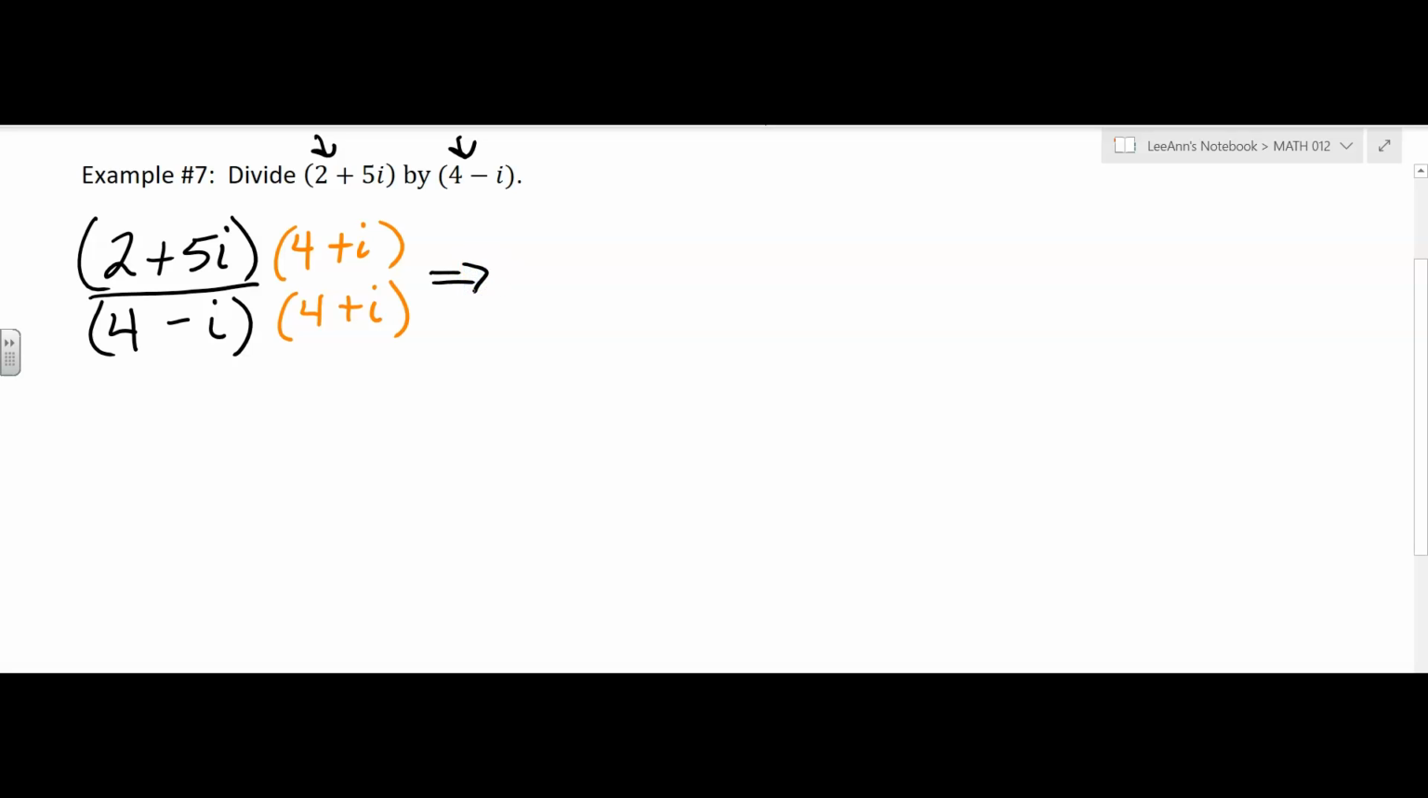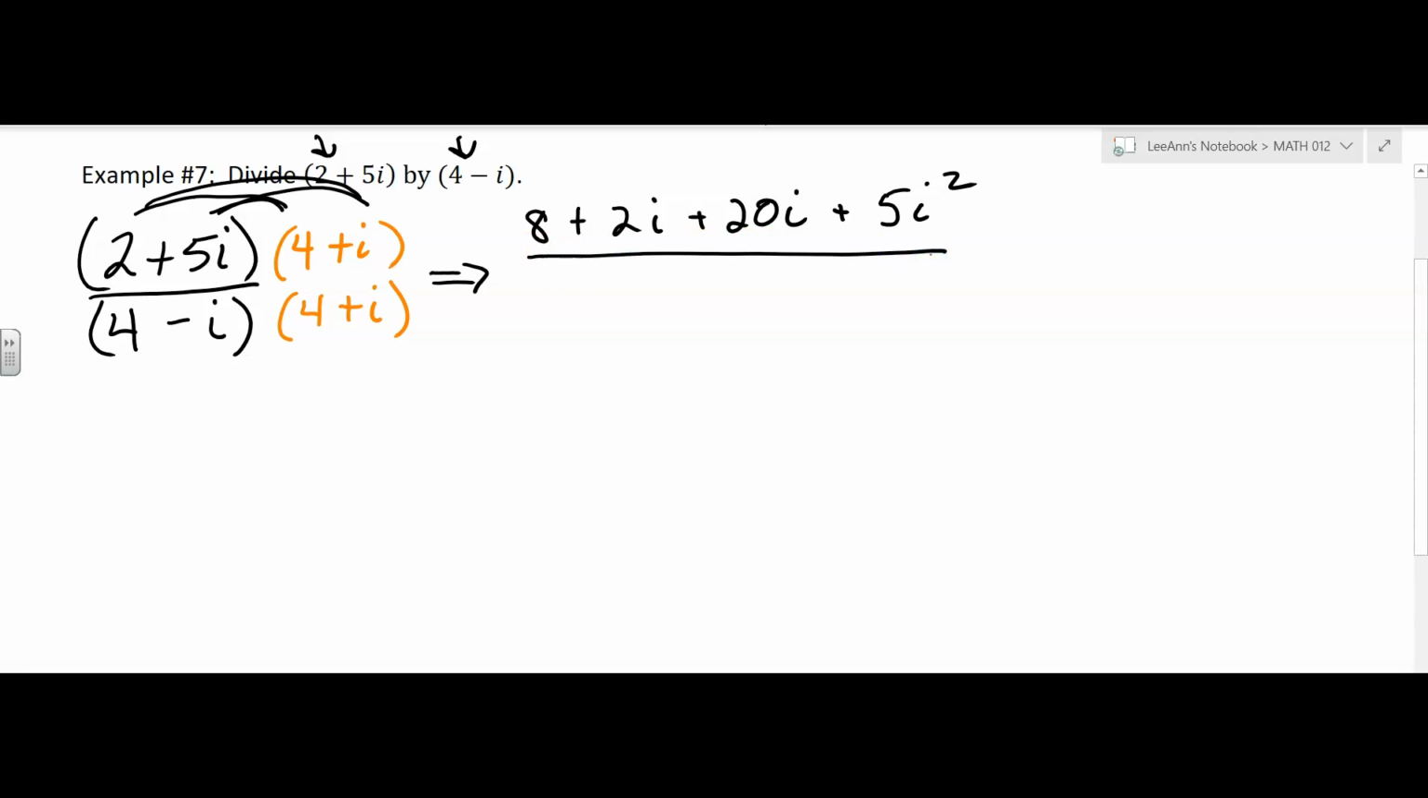We're going to FOIL the numerator and have 8 plus 2i plus 20i plus, and I always just write it out, 5i squared, and then I'll simplify that later. So I'm just FOILing things out, making sure that everything's doing what it's supposed to do. Make sure I did that right. 2 times 4, yeah, 2i, and then 20i, and then 5i squared. Great. Now we're going to do the same thing in the denominator.